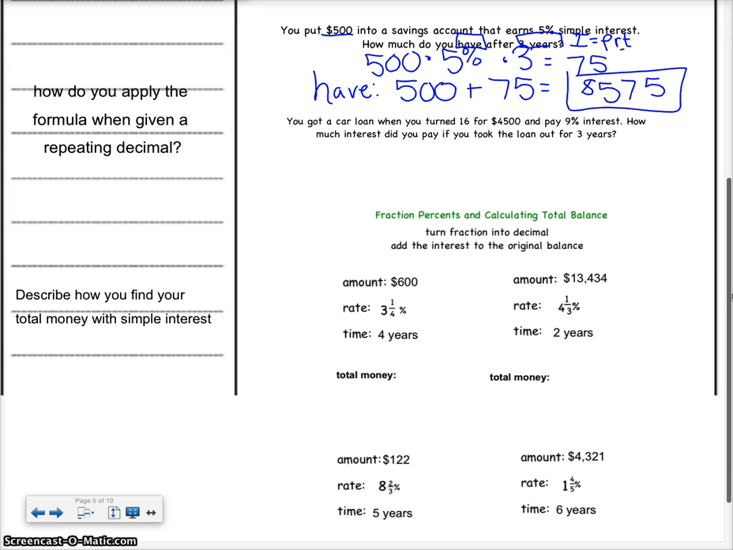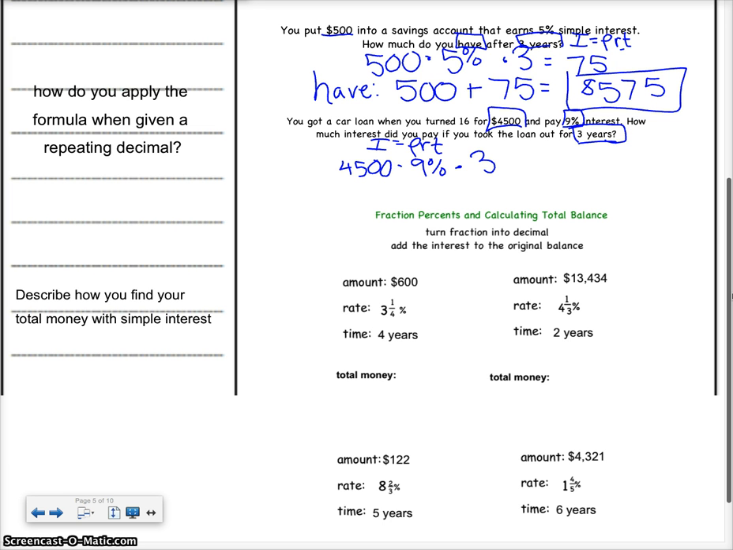Okay, let's say that you got a car loan when you turned 16, and your loan was for $4,500. You pay 9% interest. How much interest did I pay if I took the loan out for 3 years? So that means how much money did the bank get from me for borrowing me that money? We use the formula, I equals PRT. Principal is the initial amount, $4,500. R is my interest rate, 9%. Don't forget to put your percent sign. And T is my time, 3 years.